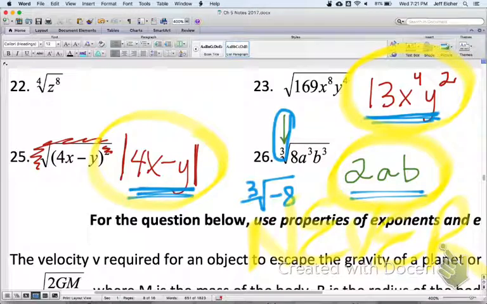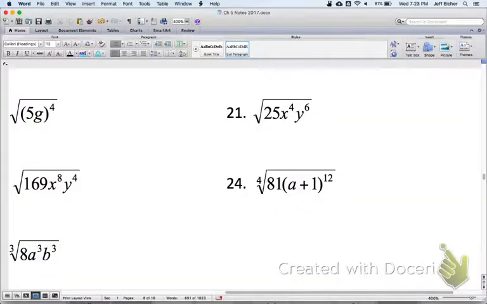I think there are 2 more that we can check out on this page just to make sure you are getting this idea. If you'd like to pause the video, try 21 and 24. Again, be careful if you're using absolute value bars or not.